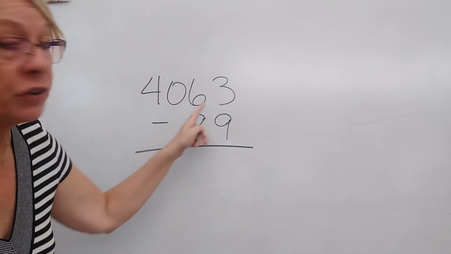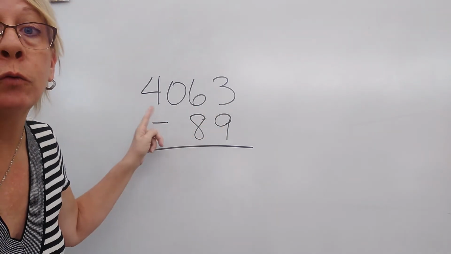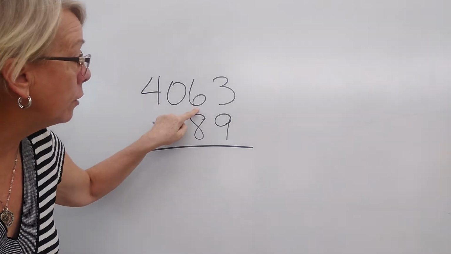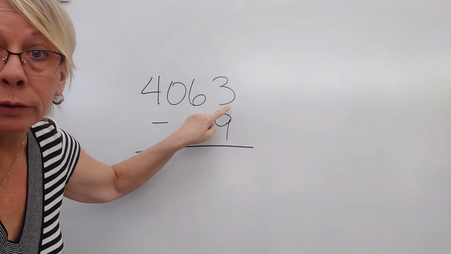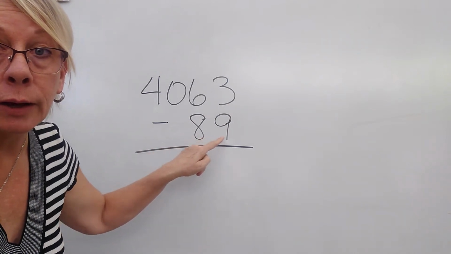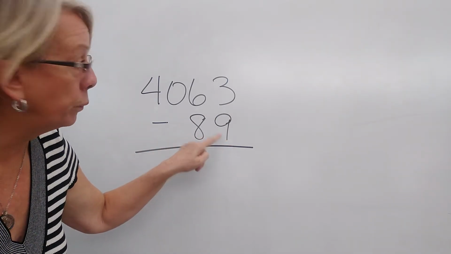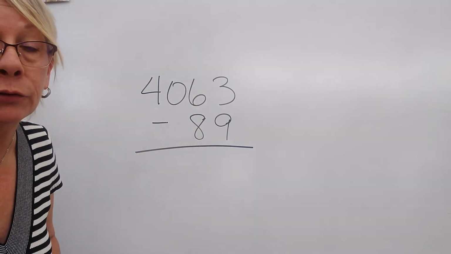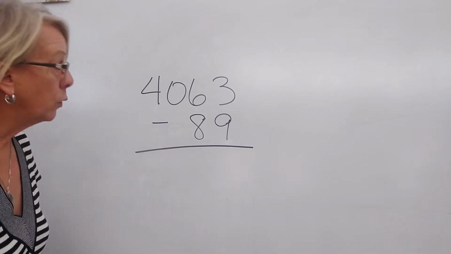You have $4,063, so four $1,000 bills, if there was such a thing, and 6 $10 bills, and 3 $1 bills, and you just spent 8 $10 bills, and 9 $1 bills. Let's see. It's going to be more or less than 4,000. So what do we do first?